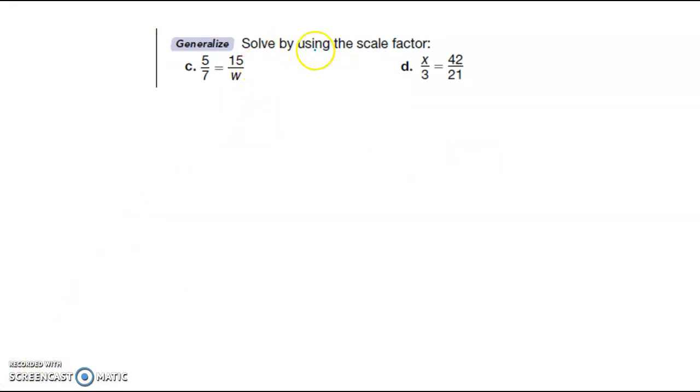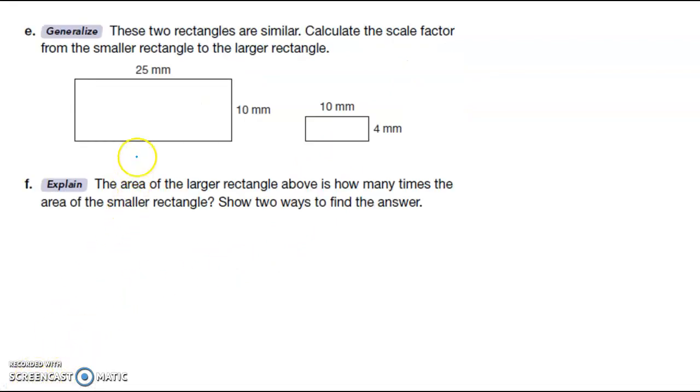All right, so solve by using the scale factor. I think what they want you to do is say 5 times 3 is 15, 7 times 3 makes W equal to 21. You can also cross multiply these. So 3 times 7 is 21. 42 divided by 7 means x is equal to 6. Again, you can always cross multiply these and you'll always get the right answer if you can't figure out what to multiply or divide. These two rectangles are similar. Similar figures mean that they have the same angles, but not the same lengths.